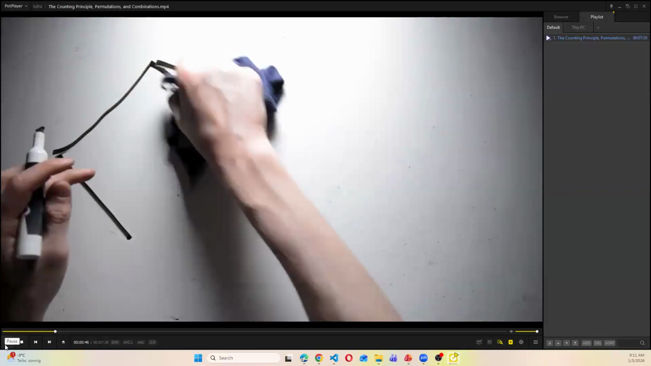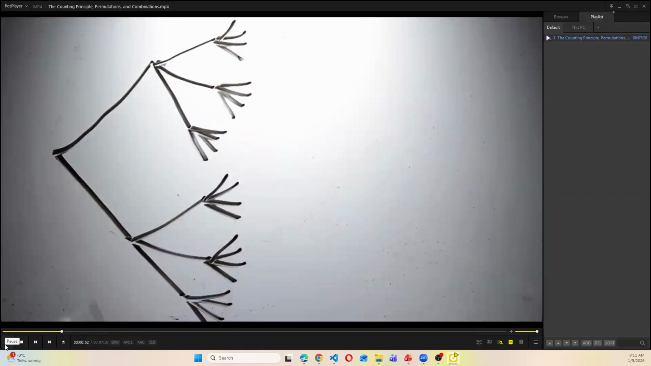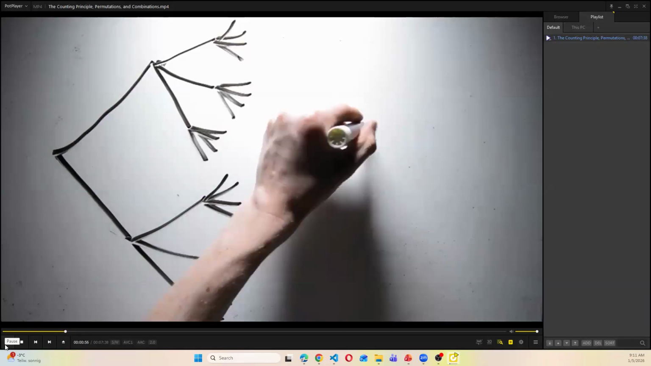Let's say now I have 2 different pairs of shoes to wear, too. For each pair of shoes I put on, I have a whole new outfit. Since I have 2 pairs of shoes, I can say I have twice as many outfits.